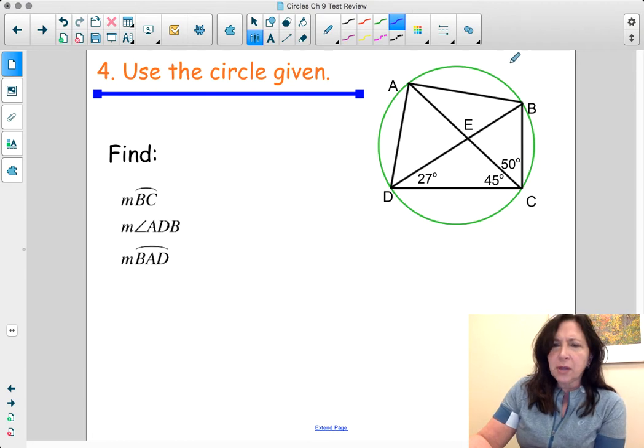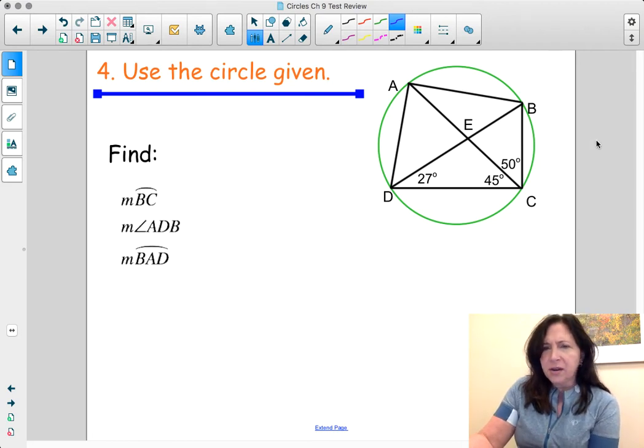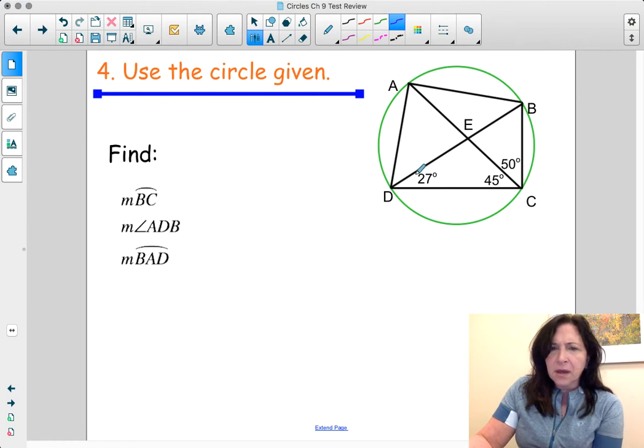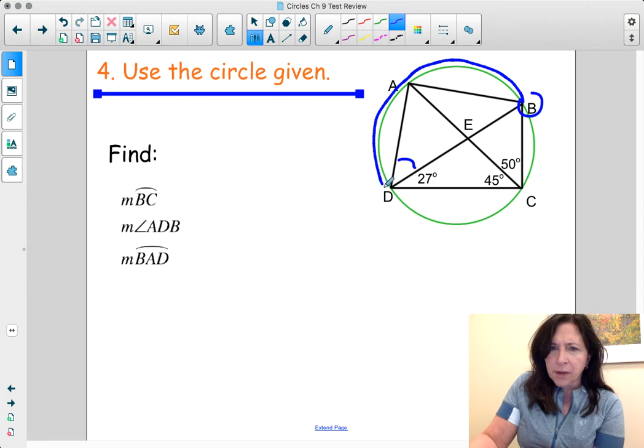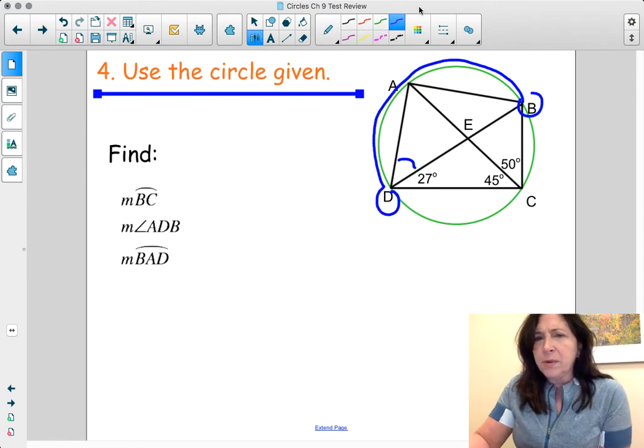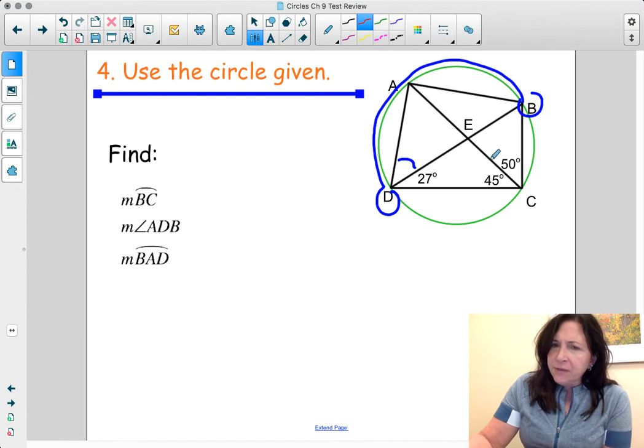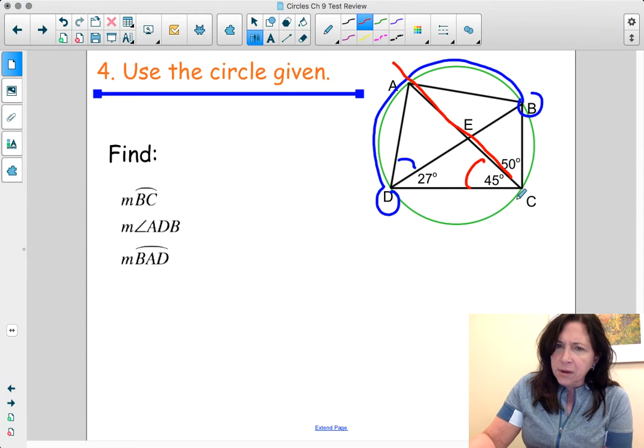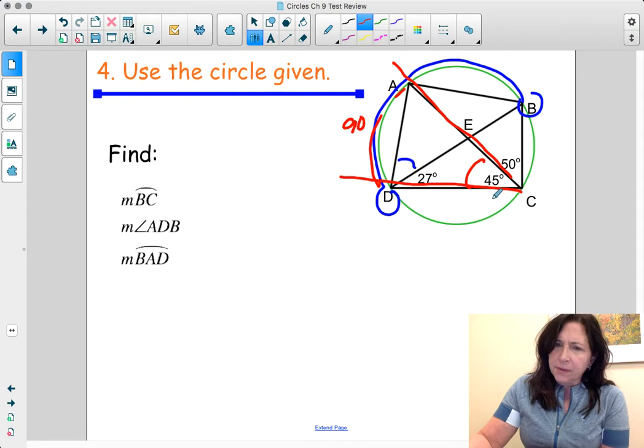Use this given circle, and your job is to find arc BC, the measure of ADB, which is this arc here, and also arc BAD. Arc BAD starts here and goes all the way around to here. Now, a couple of things. Remember our inscribed angles. If this angle here is 45 and this one goes all the way out, keep going here and here, then that means that it's doubled. So that's 90 degrees.